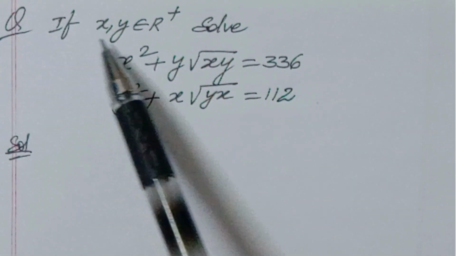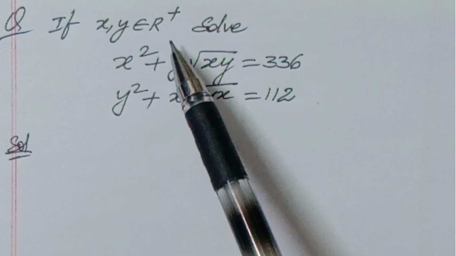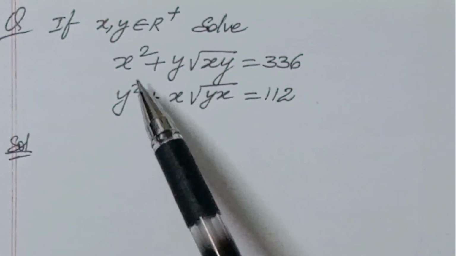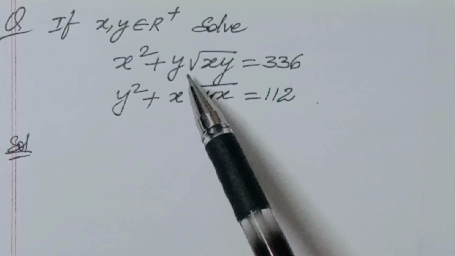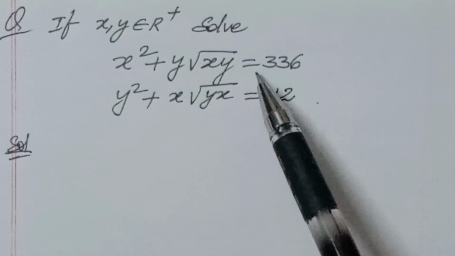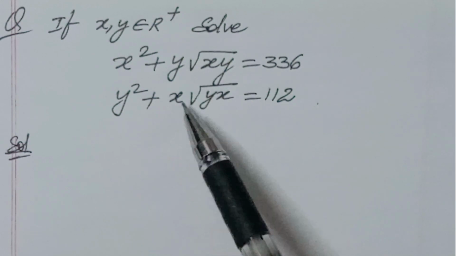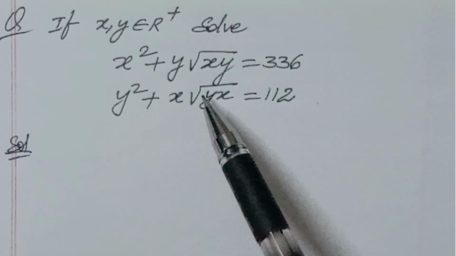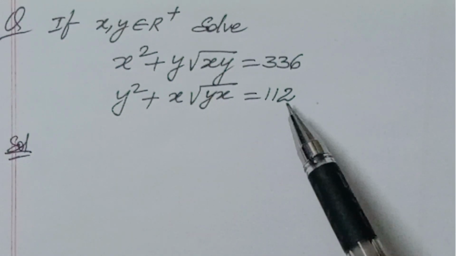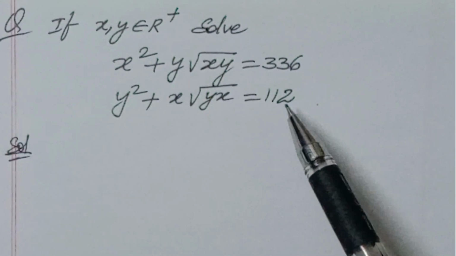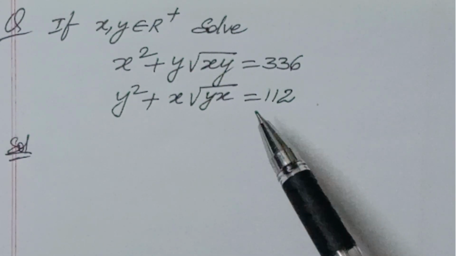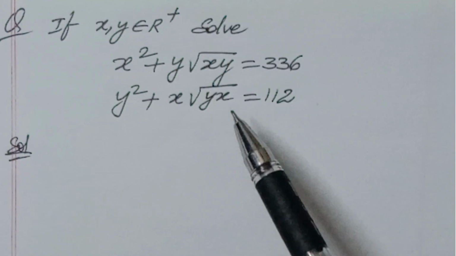So the question is given: if x, y belong to positive real numbers, solve x square plus y root of xy equal to 336, y square plus x into root of yx equal to 112. So here some logic is there. That's why this problem is selected.